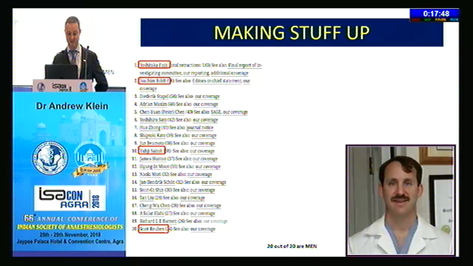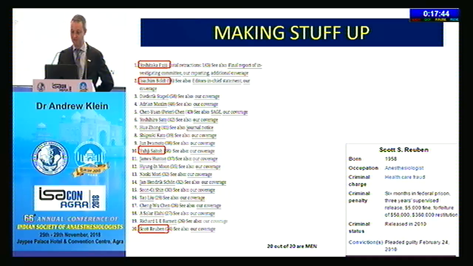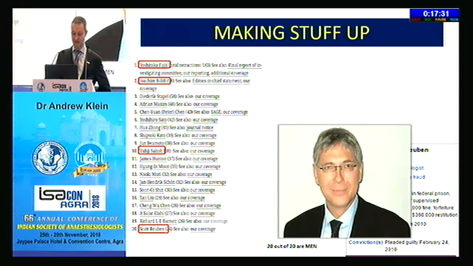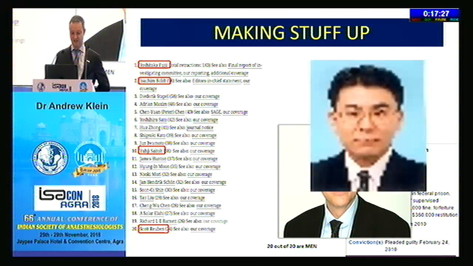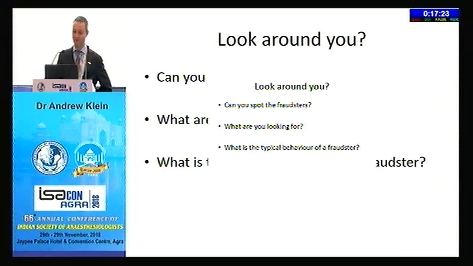So you may have heard of these people. There's one, Scott Rubin, anesthesiologist. He served 6 months in prison, a fine of $360,000, having pleaded guilty to data fabrication. Here's another one, Joachim Bolt, who's talked at meetings all around the world. And this is the number 1 person in the world, Fuji.